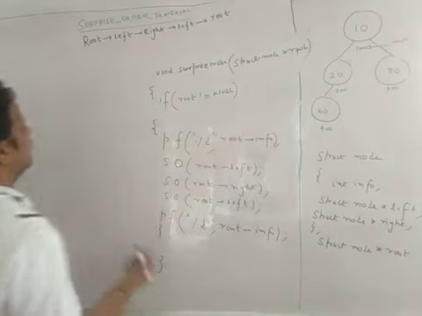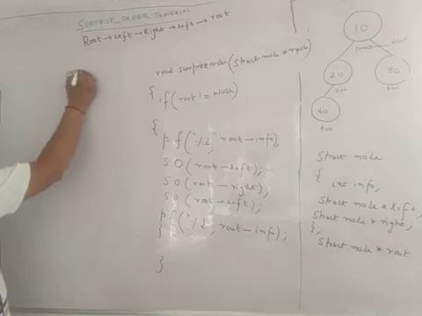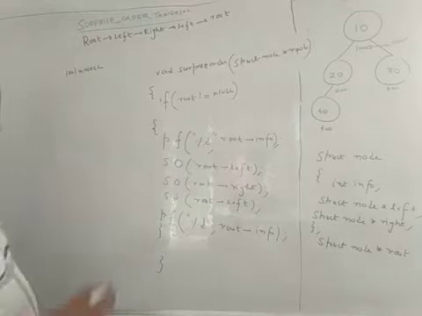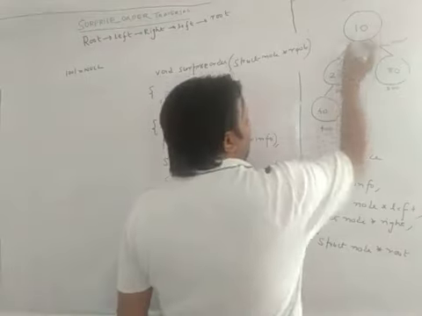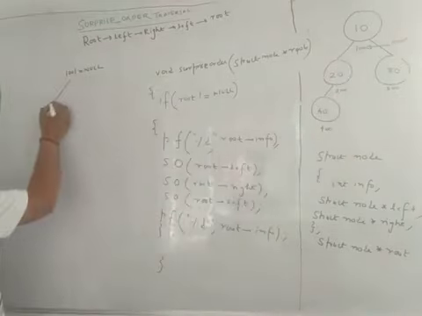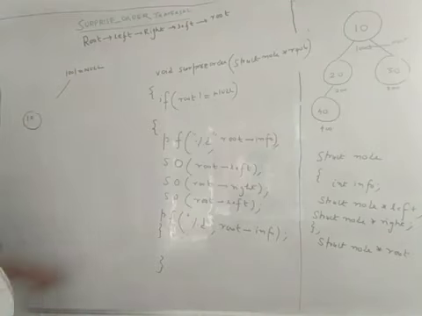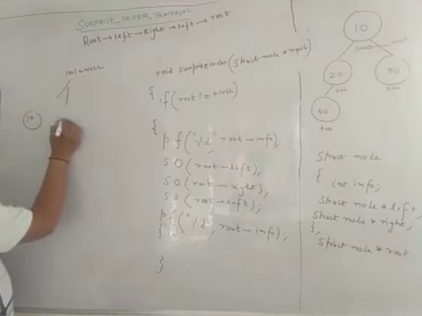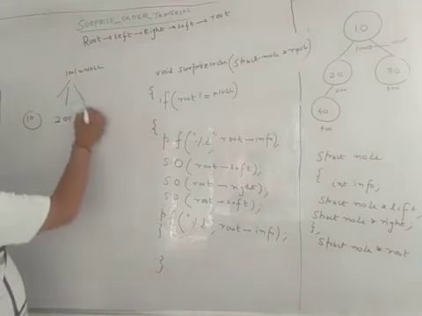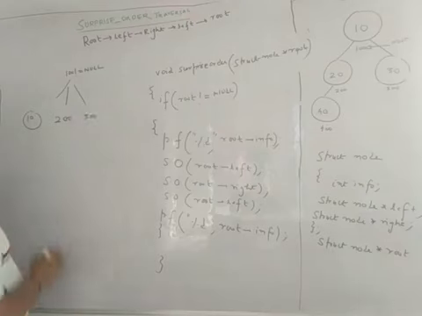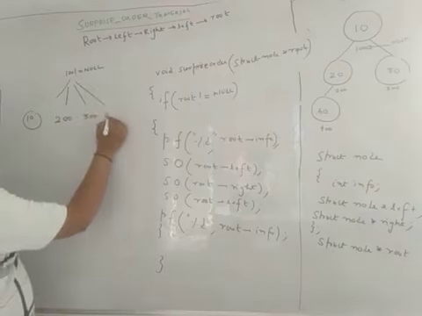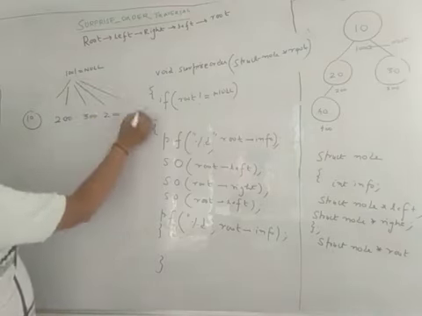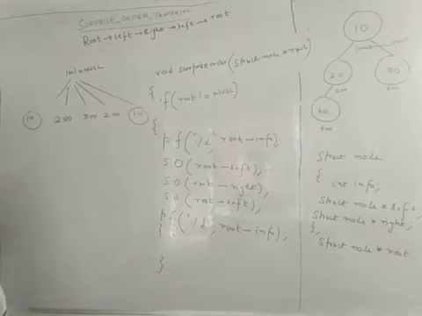What is the value of root? Root is 100. So 100 not equals to null, the condition is true. First thing is root info. The info of this is 10, so first thing printed is 10. Then root left. Left of 100 is 200. Right of 100 is 300. Again left is 200, and then we are again printing the info part, which is 10. Now we are solving this function 200.